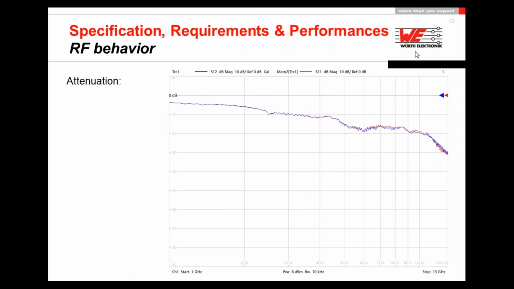Here we can see a comparison between the THT pins on the left side and the SMD pins on the right side, and how the data lines, or how the pairs of data lines, are reacting. As we can see here, if we have a PCB design that is done in the right way, respecting the different pin lengths, we have a nearly similar reaction, affected by the frequency, of course.